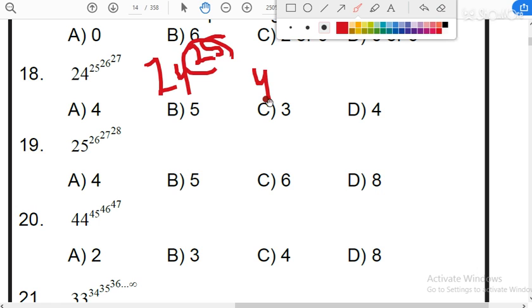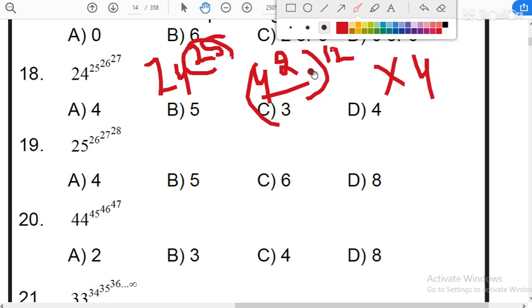4 raised to the power 6, 4 raised to the power 2. First, let's take 4 raised to the power 2, then it will be 12. 12 into 2 is 24, and 4 is there, so its answer will be 6. 6 into 4 is 24, so 4 will be the answer for this question. I will explain in detail in the next video.